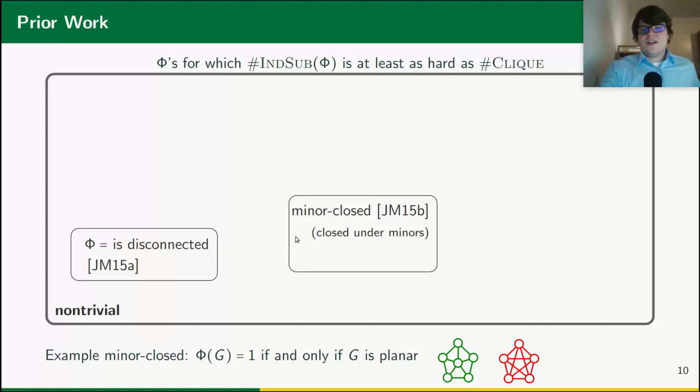And later they showed that for all graph properties that are minor closed, meaning that if phi of G is equal to 1, then phi of G is also true for all minors, then this is also a hard problem. In this case, IndSub(phi) is also hard.